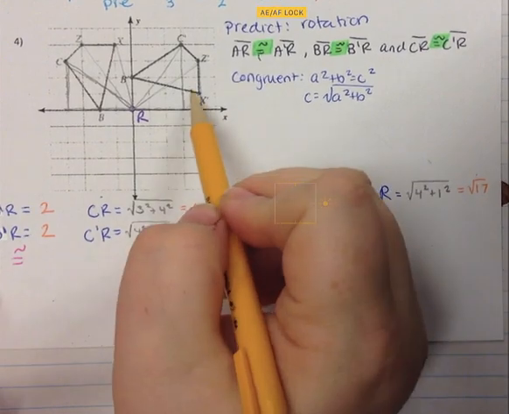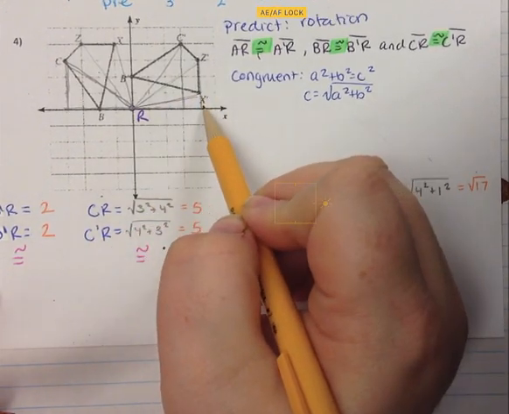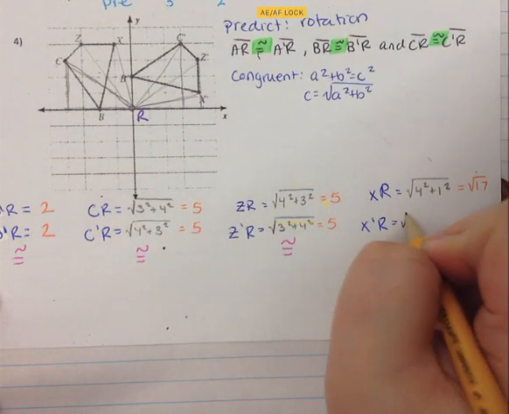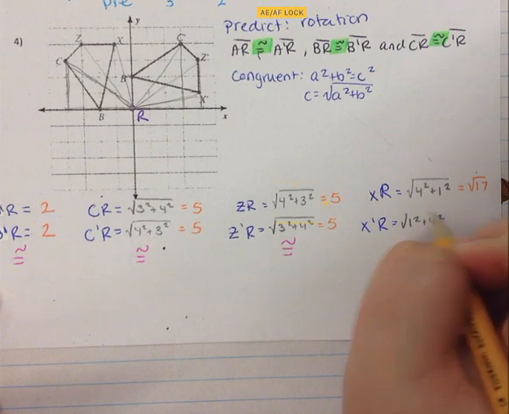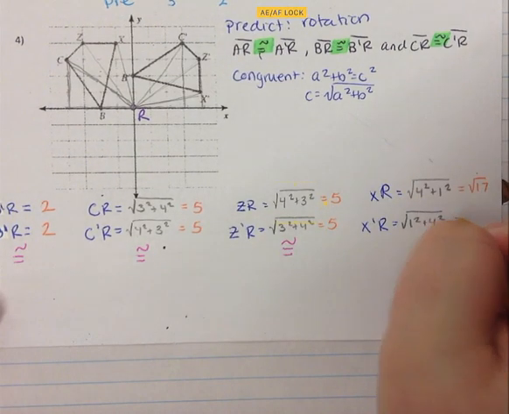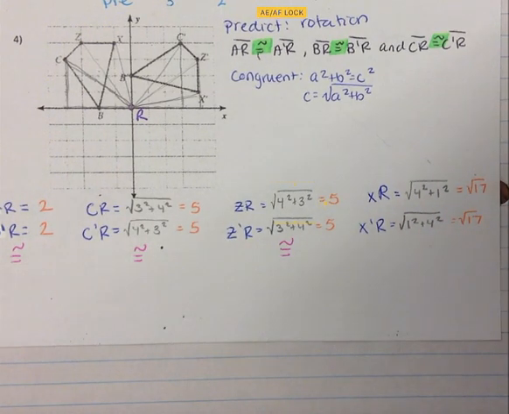Then we'll do X prime R. So we'll do the same thing, X prime to R. We have 1, then 1, 2, 3, 4. So again, we have that 1 squared plus 4 squared. So 1 plus 16 is 17. So again, we have that square root of 17. These numbers are the same, therefore these are also congruent.